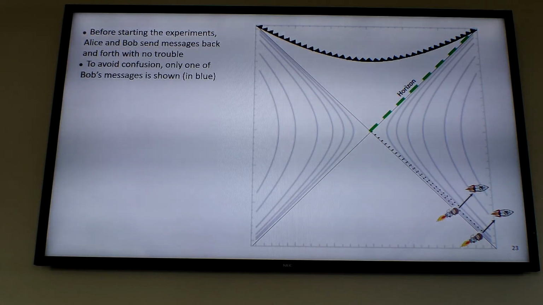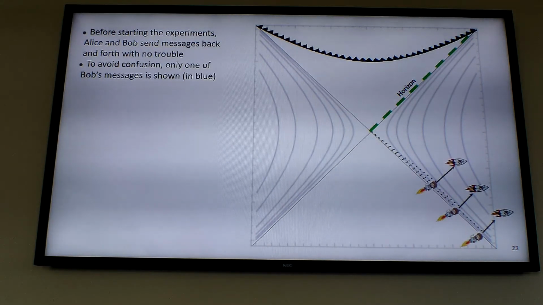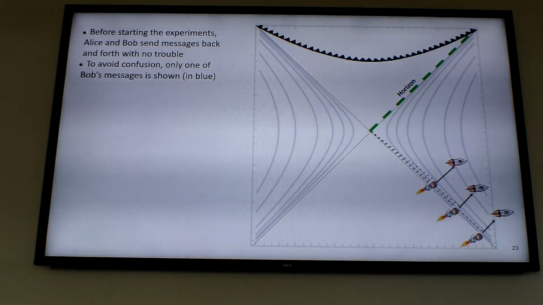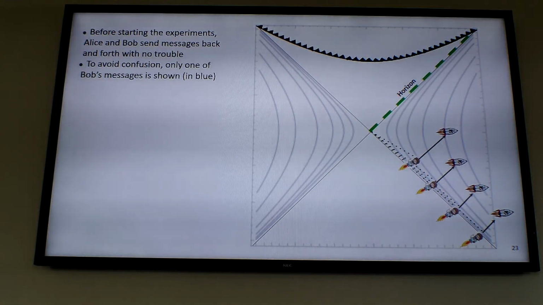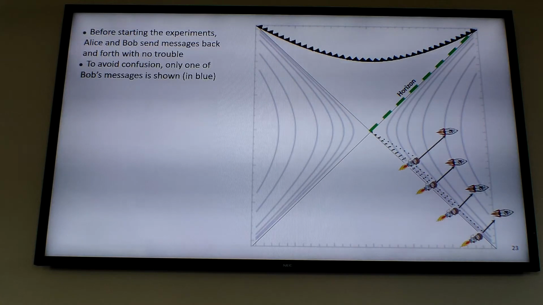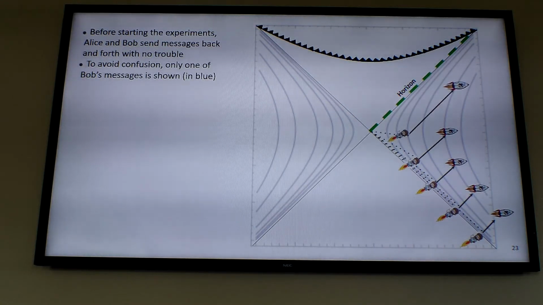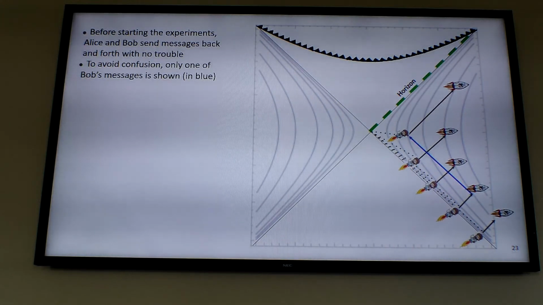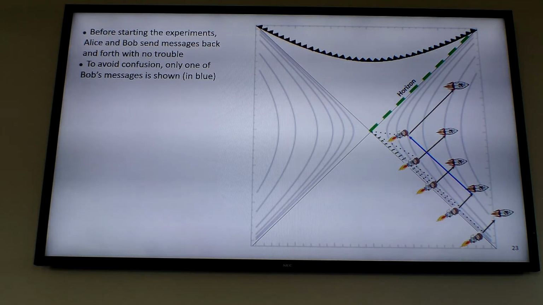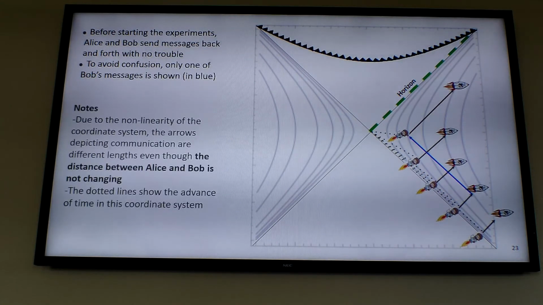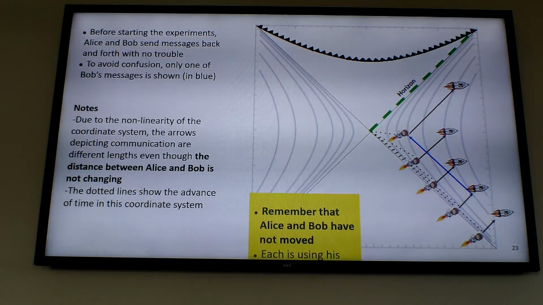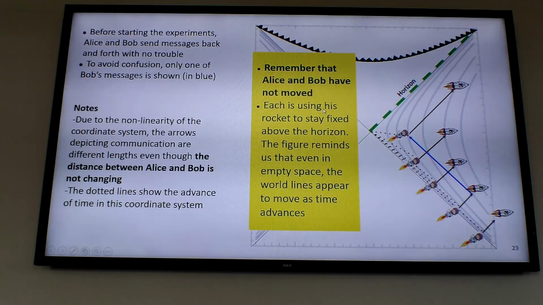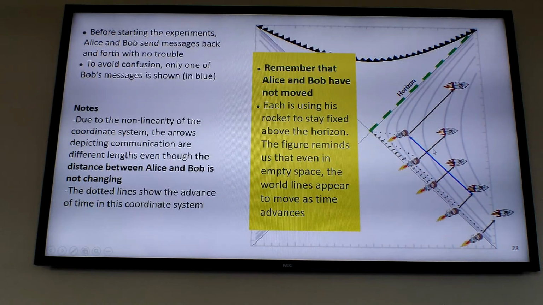So she sends a message to Bob, and then she sends another message to Bob. I'm only showing one of his responses, otherwise the drawing gets too cluttered. But imagine, he's responding to her every time she sends a message. Remember, neither one of them is moving. They are peering in different places because time is advancing. Still, nobody's moved. But she's sending him signals. There's the one response, this blue line, shows he does respond to her. He's being polite. And so this yellow says what I just said. Alice and Bob have not moved. They're using their rockets to stay in place.